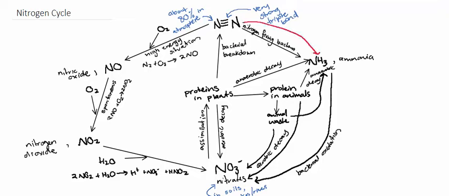Another way in which nitrogen is converted into ammonia is the Haber process. The Haber process is a synthetic or industrial process used to produce ammonia on a large scale. During this process, high temperatures are used to bring about a reaction between nitrogen and hydrogen.